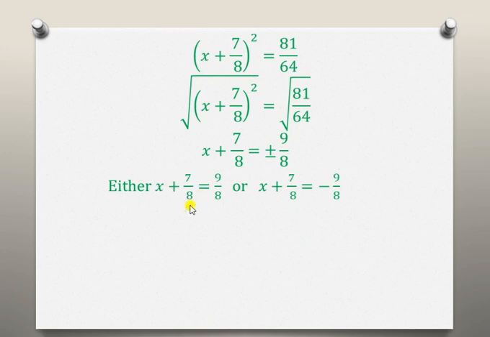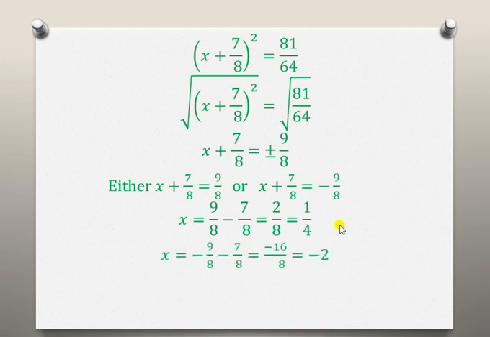So we are saying x + 7/8 = 9/8, or x + 7/8 = -9/8. You solve each of the two equations, and when you do so, the first value will be a quarter and the second value will be negative 2. So it means the solution to our quadratic equation will be given by x = 1/4 and x = -2.